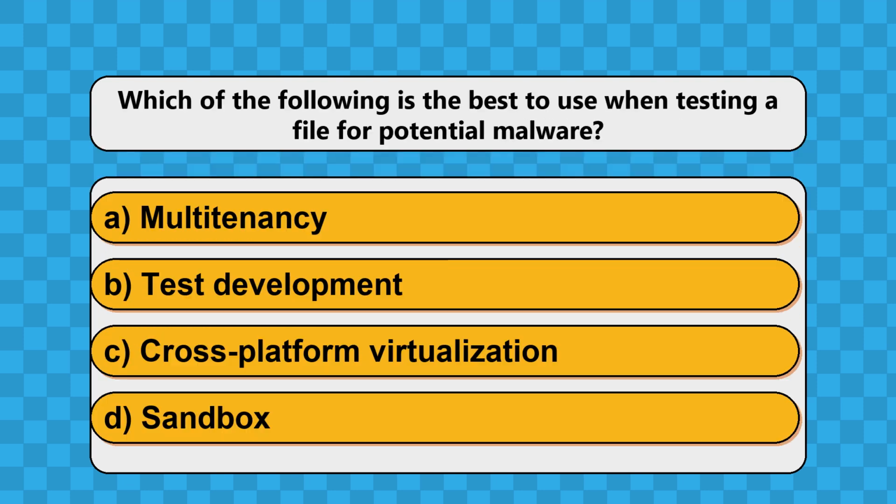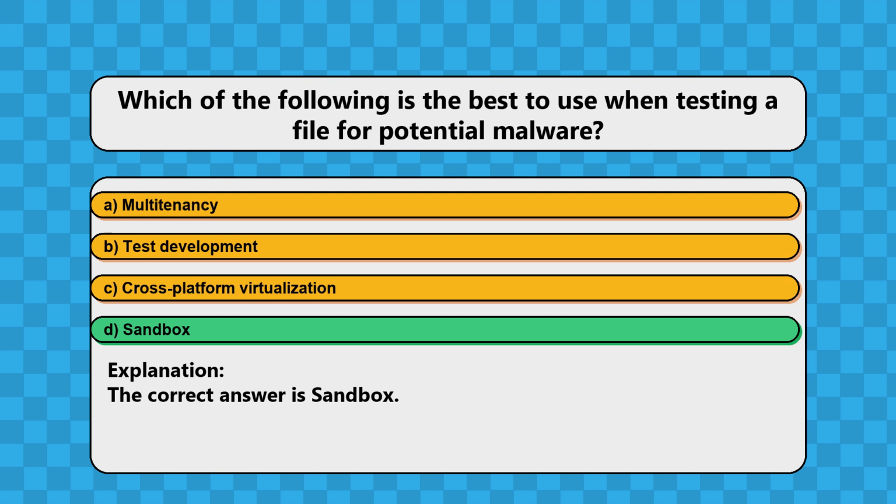Question 65. Which of the following is the best to use when testing a file for potential malware? Option A, multi-tenancy. Option B, test development. Option C, cross-platform virtualization. Option D, sandbox. The correct answer is option D, sandbox.